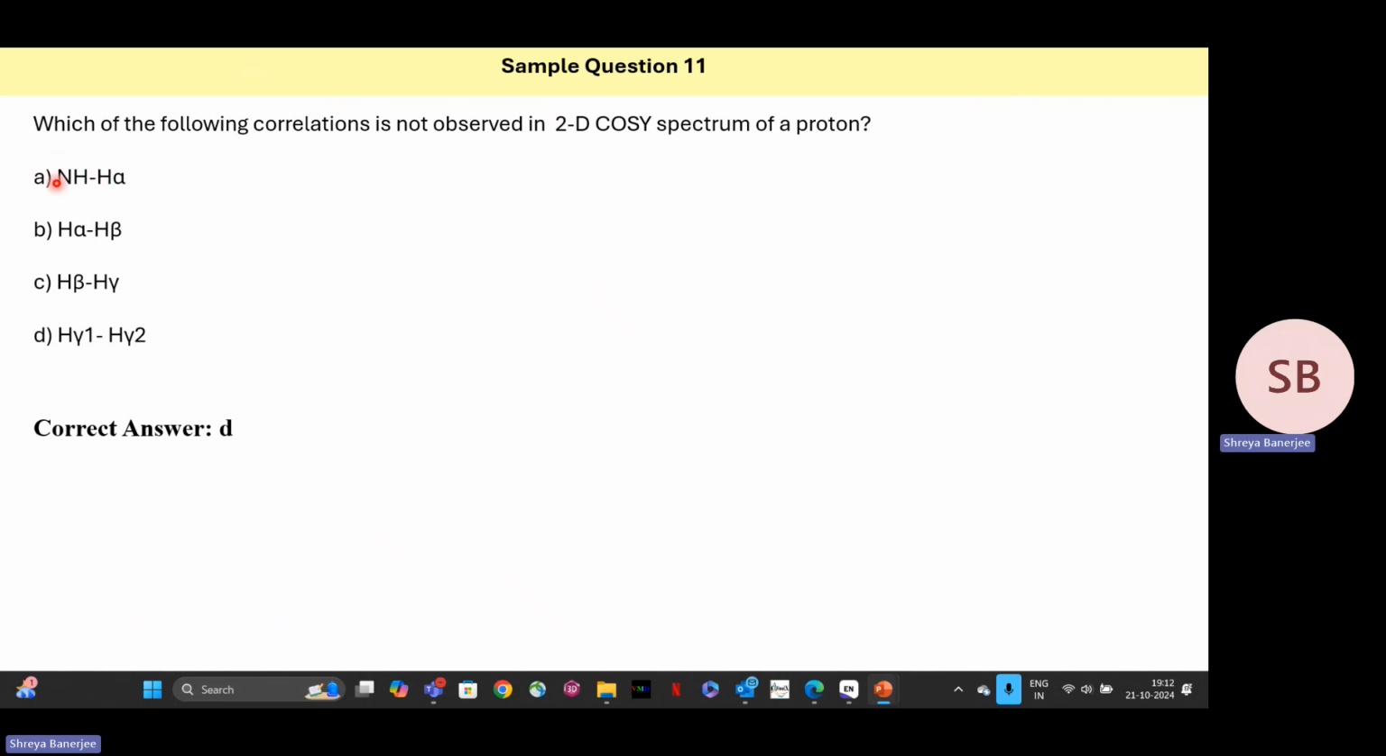We just saw NH-H alpha, you can see. H alpha, H beta, you can see. Beta gamma, you can see. But gamma 1, gamma 2, you cannot see. And that is your answer. That is D.